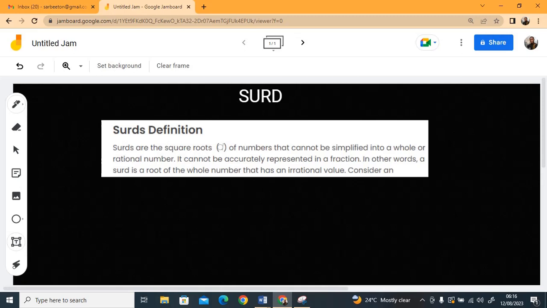It says surds are the square roots of numbers that cannot be simplified into a whole or rational number. It cannot be accurately represented. In other words, a surd is the root of a whole number that has an irrational value. So what does this concept mean? It means a surd is a square root. They said it's a square root. This is the square root of what? Of any number. It can be the square root of 12.